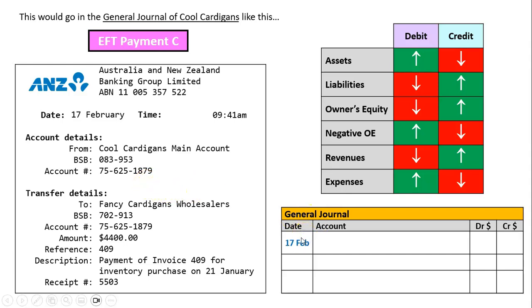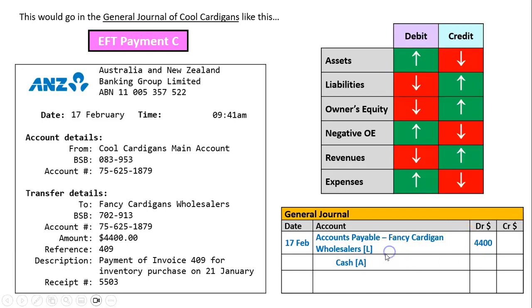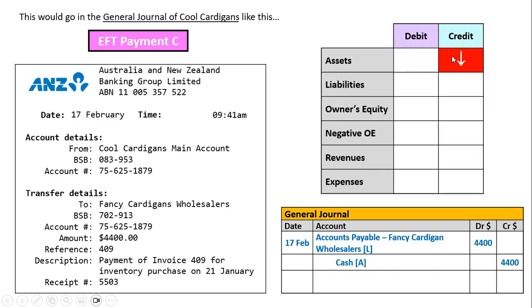So we'll start with the date. We've got the 17th of Feb there. I'm going to start with the debits, but it doesn't matter. But I'm going to pay back accounts payable Fancy Cardigan Wholesalers. That's a liability. And the amount I owe them is going down. So when I pay back or reduce a liability, that would be a debit because it's decreasing. So that would go there. The matching credit would go to the cash or bank ledger. That's an asset. And it's an asset that's decreasing. So that would be a credit there. Let's do a narration. We'll say paid Fancy Cardigan Wholesalers for invoice 409, EFT payment receipt 5503.